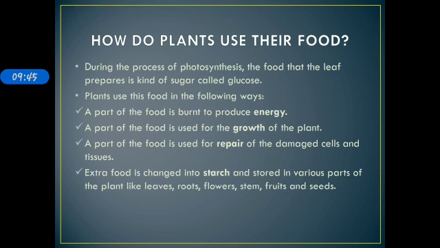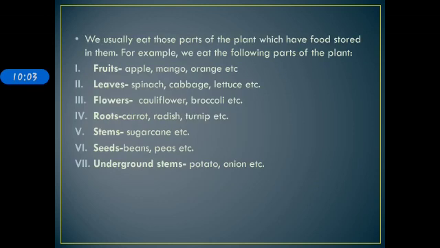Okay, extra food is changed into starch, another type of sugar, and stored in various parts of the plant like leaves, roots, flowers, stem, fruit, and seeds. We usually eat those parts of the plant which have food stored in them, right? We eat different parts of the plants. So usually we eat such parts of the plants where this sugar is stored.